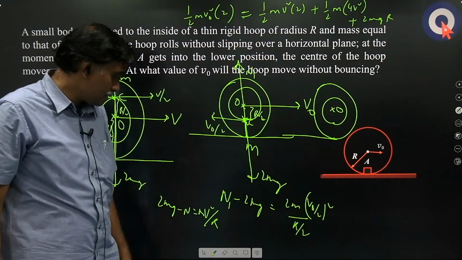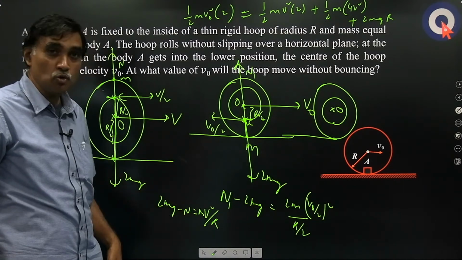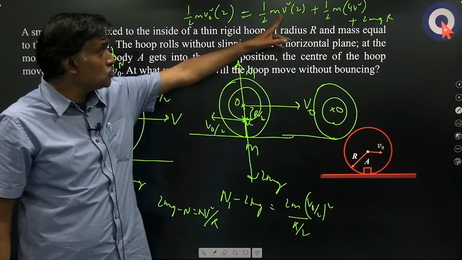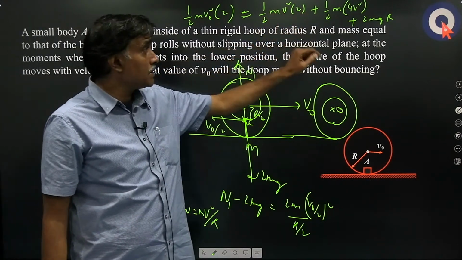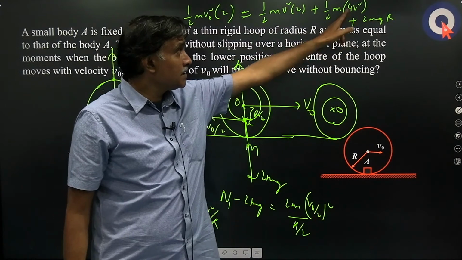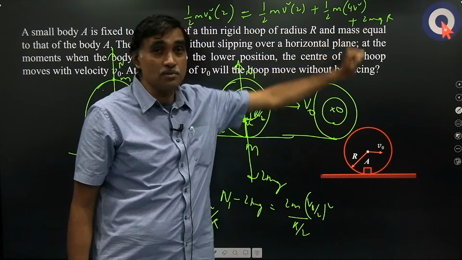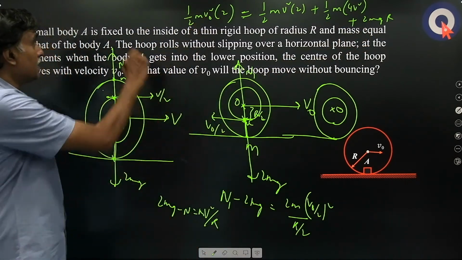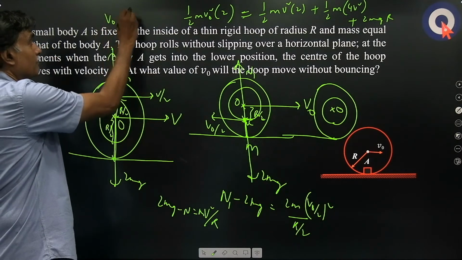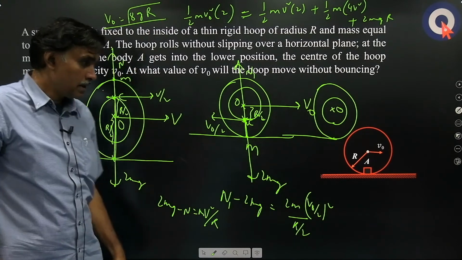But what is V squared? From here, if I put the normal force 0 at the highest point, V squared equals gR. So if I put V squared equal to gR here, I will get 2mgR here and here 4mgR, 6mgR, plus 2mgR, 8mgR. What is V naught? Root 8gR. That's all. Root 8gR.